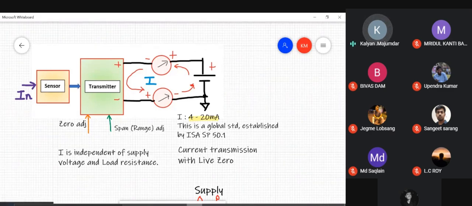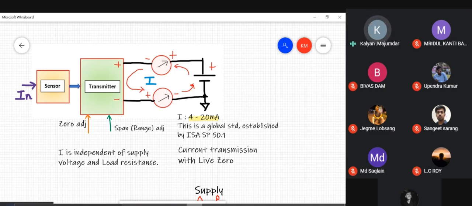Now, this has been globally standardized. This has been internationally standardized, and the relevant standard was established by ISA. Earlier, that stood for Instrument Society of America. Presently, it's known as International Society of Automation. They established the standard that's called SP 50.1. That's just the name of the standard.